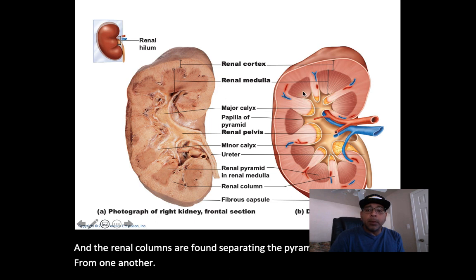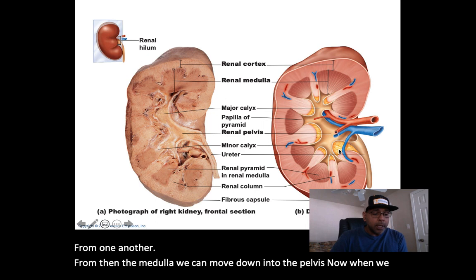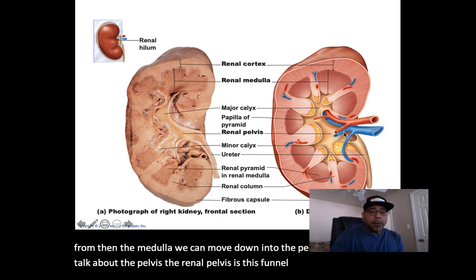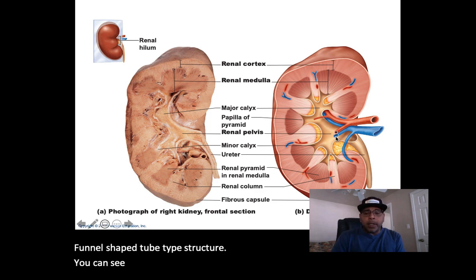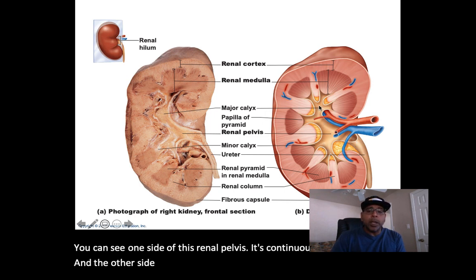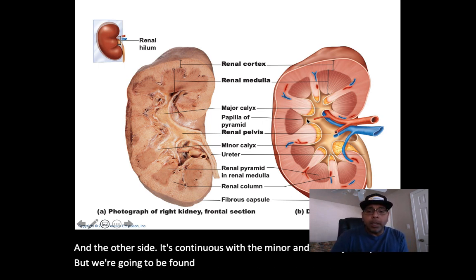From the medulla, we can move down into the pelvis. Now when we talk about the renal pelvis, it is this funnel-shaped, tube-type structure. You can see one side of this renal pelvis is continuous with the ureter, and the other side is continuous with the minor and the major calyces, which are found surrounding, you can see, the papillae.